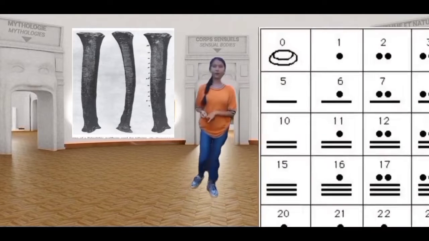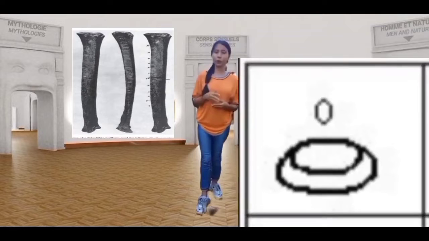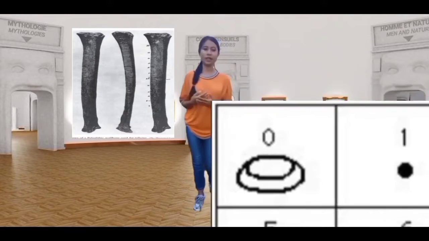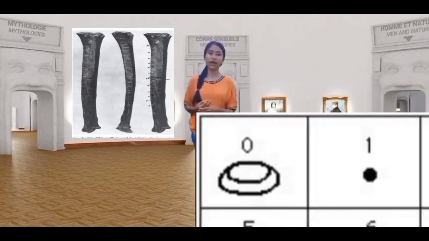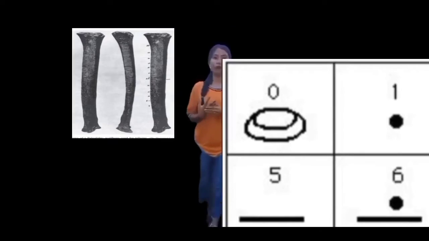In this picture, you can see the shell, which is equivalent to 0, the dot, which is equivalent to 1, and a vertical line, which is equivalent to 5.